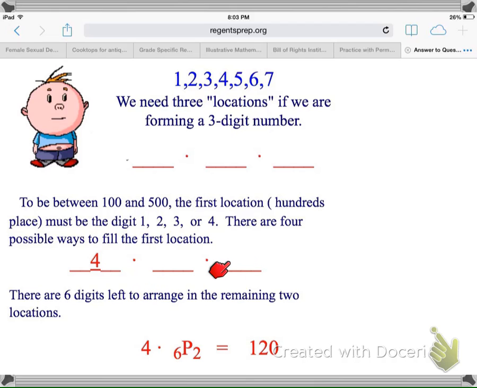So, 2 places. So here's my notation this time. I'm doing 4. That's the number of different possibilities, 1, 2, 3, or 4, in that first spot in my 3-digit number. And then, since there's 6 digits left to arrange in the remaining 2 locations, I'm doing 4 times 6P2. Well, 6P2 really just means 6 times 5. And 6 times 5 is 30. And 4 times 30 is 120. Okay, let's take a look at the next one here.